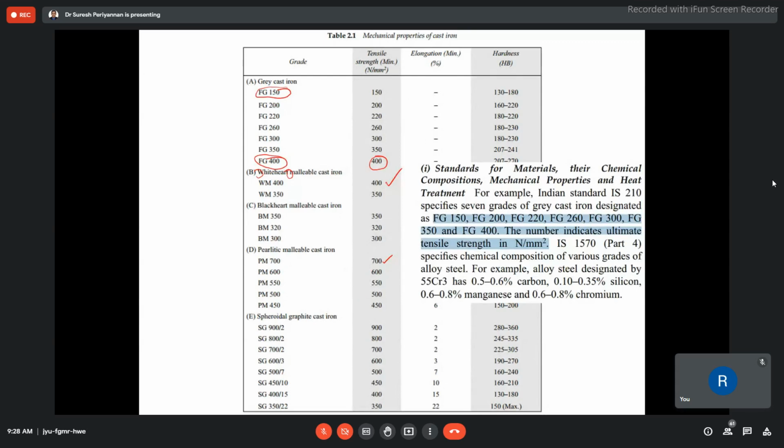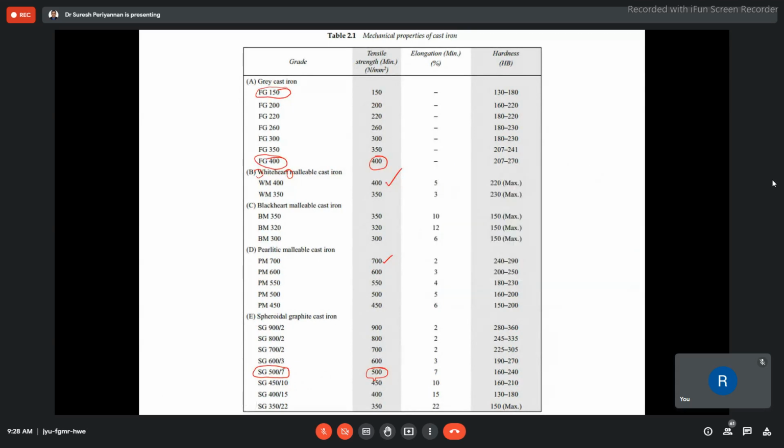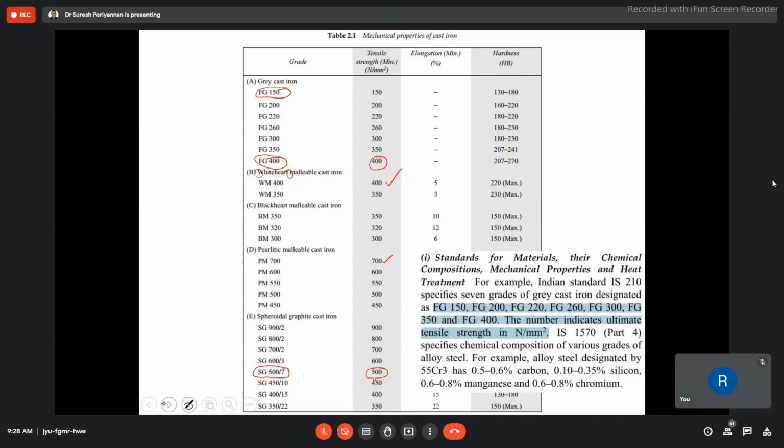Okay, now the last example, spheroidal graphite cast iron. For example, SG500/7 specifies that the minimum tensile strength is 500 Newton per mm square. Side by side, they have given hardness also. Okay. Now I come to another property.